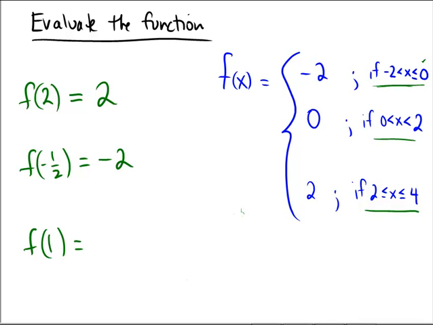f of 1, what rule does 1 fall in? Which domain is specifying 1? Well, if you said the middle one, you're right this time, because 1 is in between 0 and 2. So we satisfied the second rule. And what does the second rule say to do? It says to write down the number 0. So that's how we evaluate a piecewise function at different inputs.